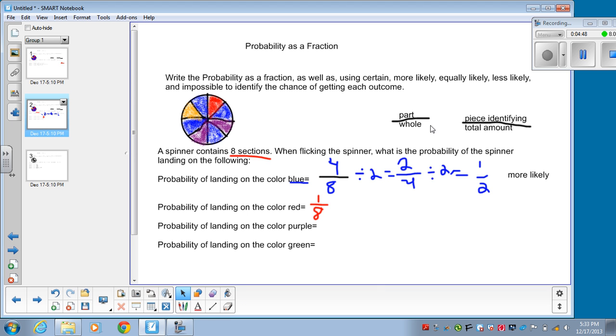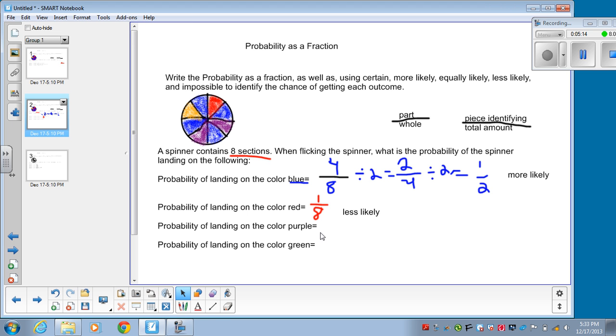What's the likelihood? Is it certain, more likely, equally likely, less likely, or impossible? If you said less likely, you're correct. It's less likely that the spinner is going to land on red because there's only one red section. How about purple?